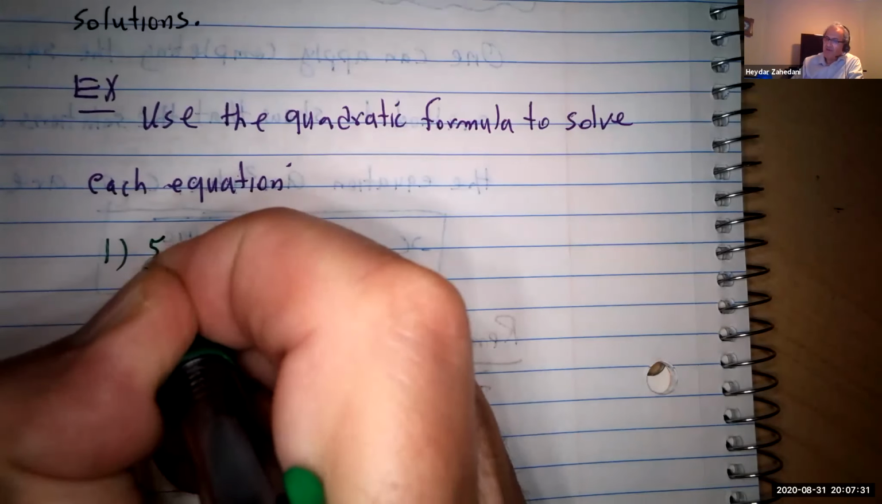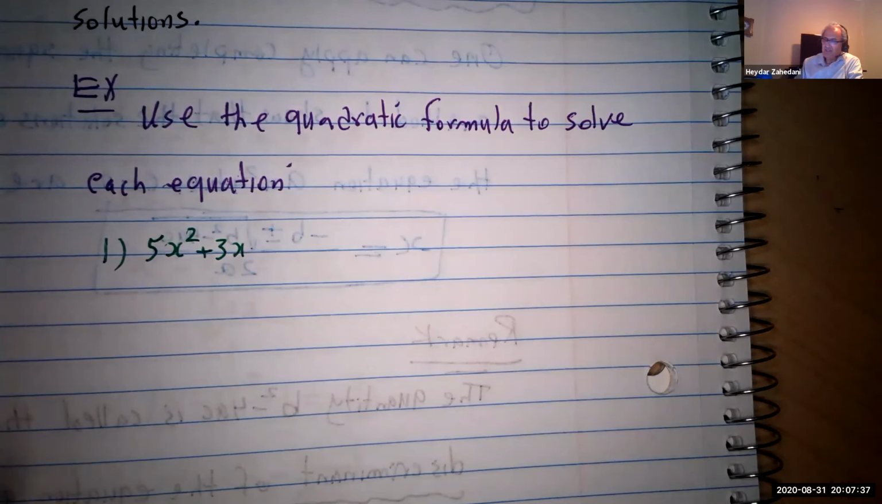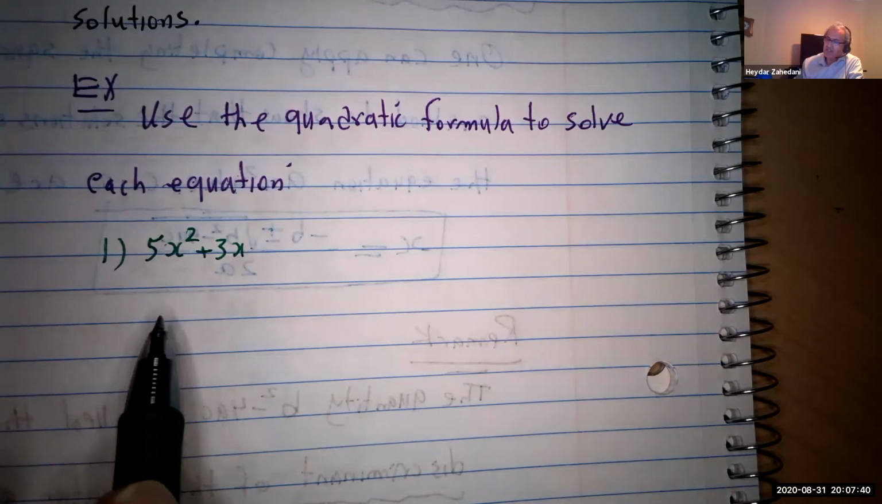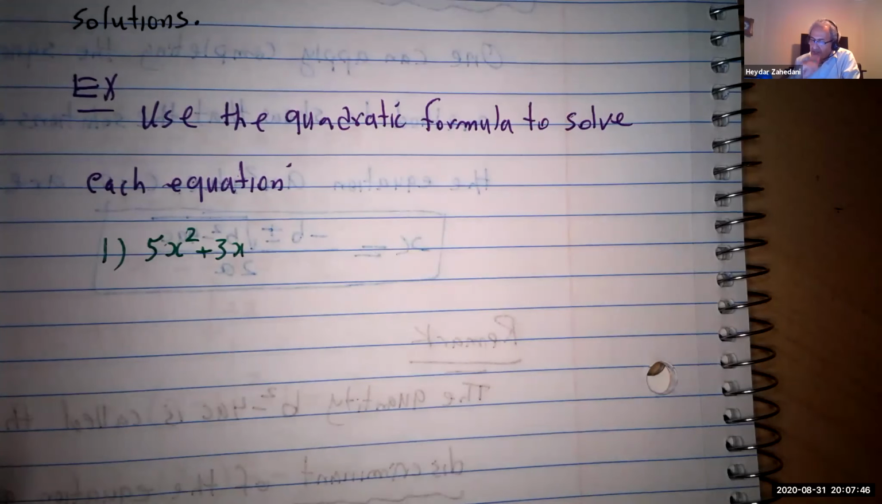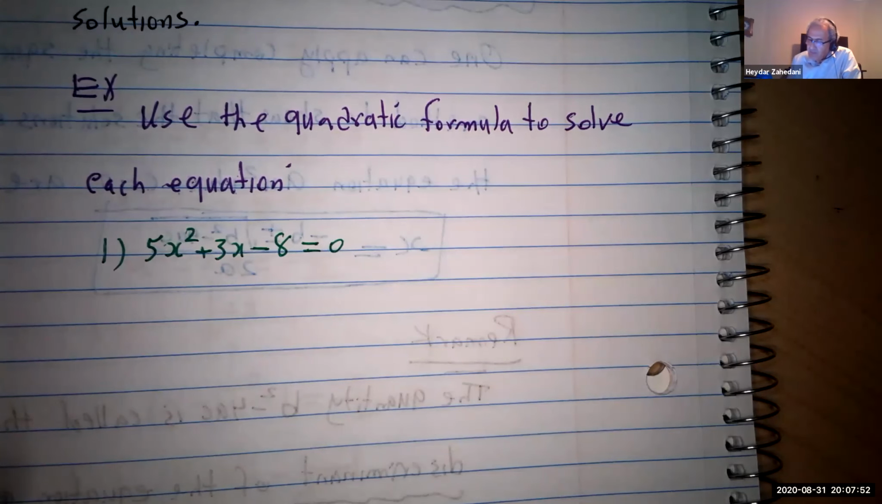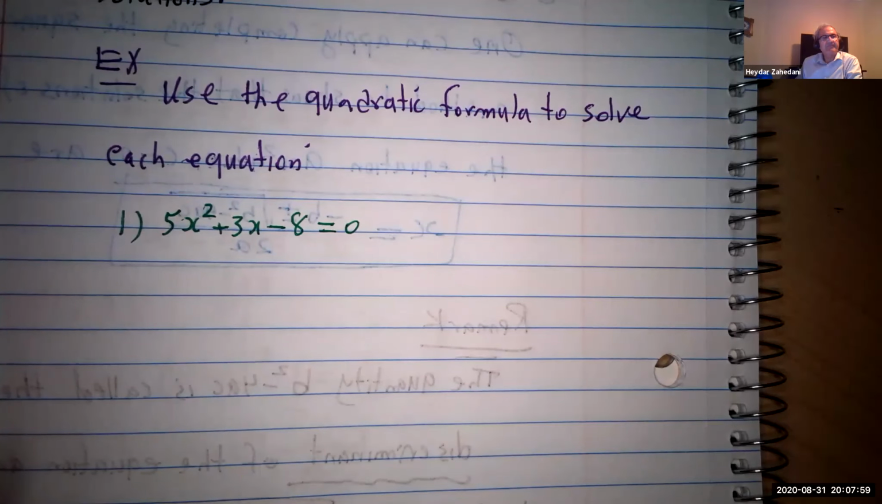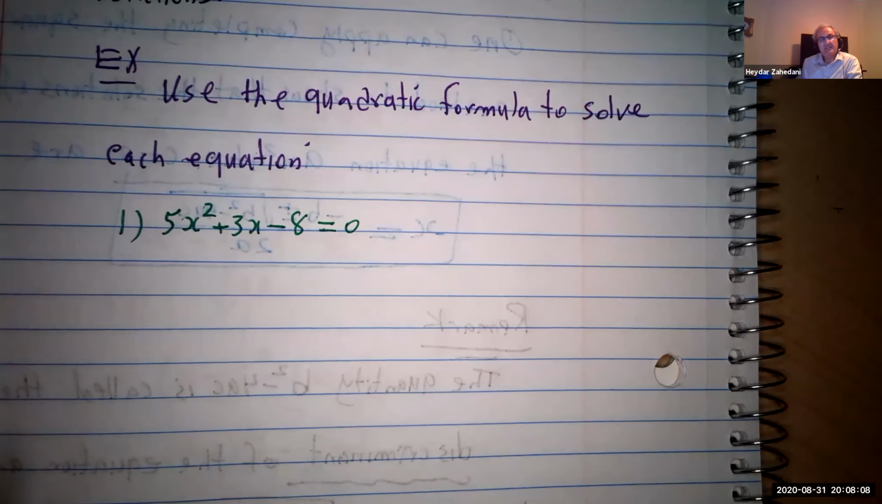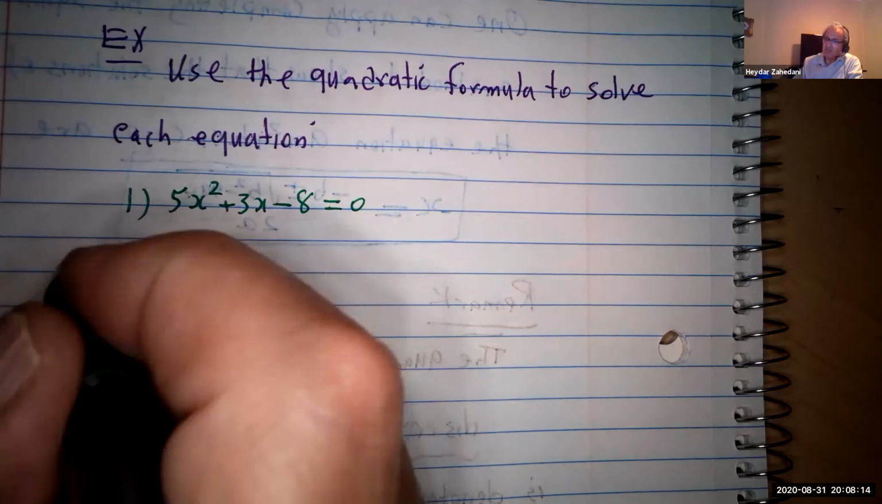The first part: 5x squared plus 3x minus 8 equals 0. You want to solve this equation using the quadratic formula, so you have to identify a, b, c. Make sure everything is on one side of the equation. I go with the delta first, I test it. If there is any solution, then I'm going to find it. So this is my suggestion.